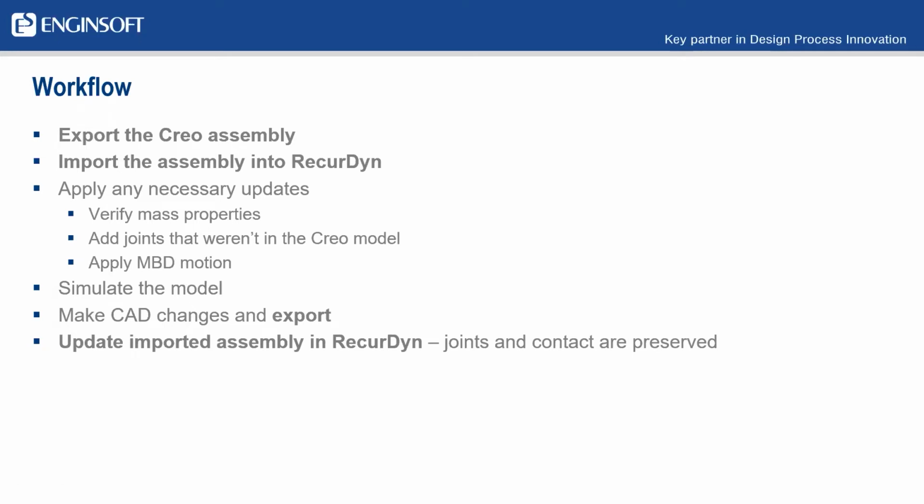I do see a question in the chat, sorry. What versions of Creo is the interface available for? We're supporting all of the current versions of Creo, so I think 6, 7, and 8 are the currently active versions. And on the RecurDyn side, we're supporting v9r4 and v9r5.